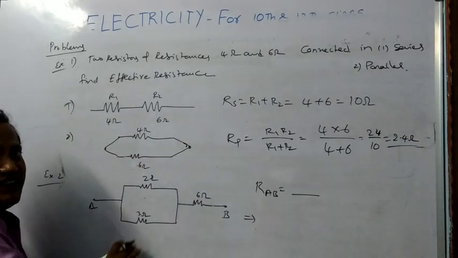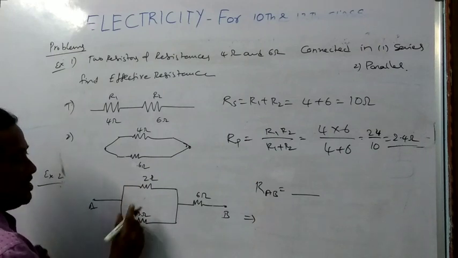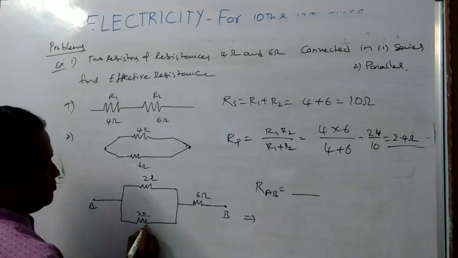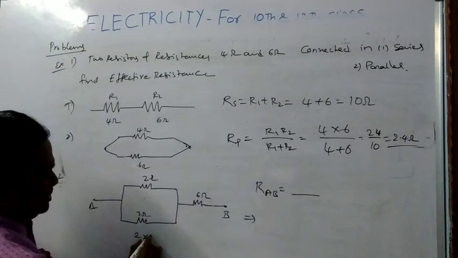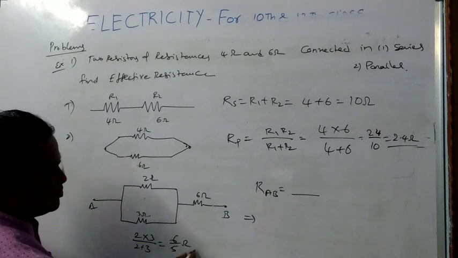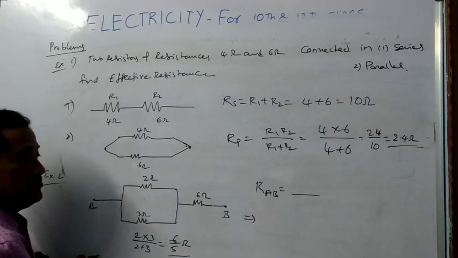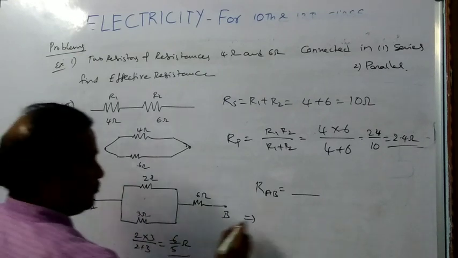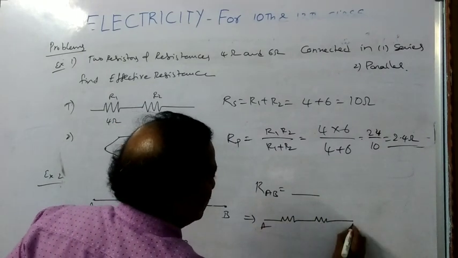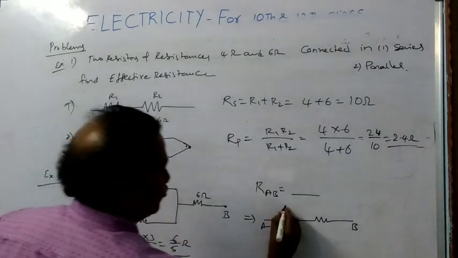How can you do this? Simply I can redraw the circuit once again. 2 and 3 are parallel. Parallel means what is the condition? R1 R2 by R1 plus R2. That is, simply you can say here 2 into 3 by 2 plus 3. That is 6 by 5 ohms. 6 by 5 ohms is the effective value. Now you can write once again A, B. This total value is 6 by 5 ohms.